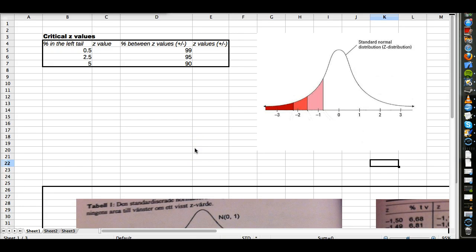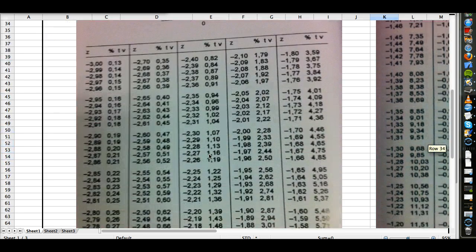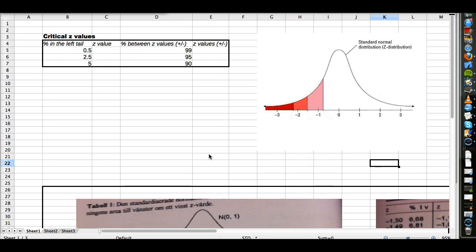I hope you're doing great today, and welcome to this tutorial where we're going to learn about how to look up probabilities using critical z values in a normal distribution. And we're going to be using tables that look like this for that. So to begin with, what are we looking for?